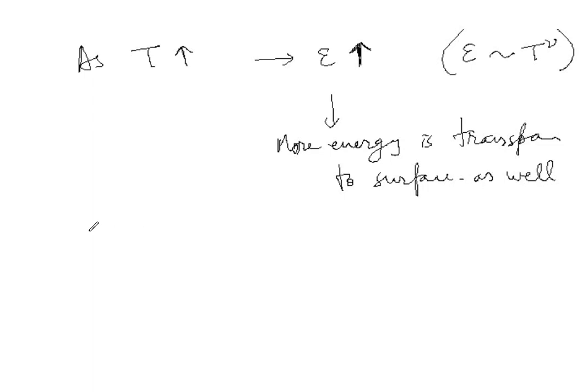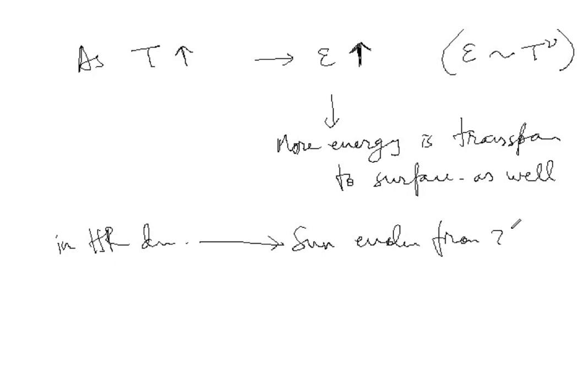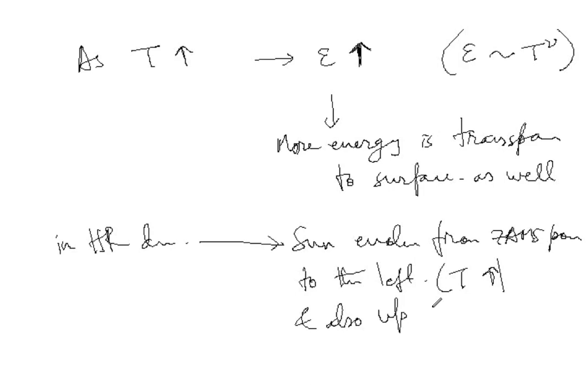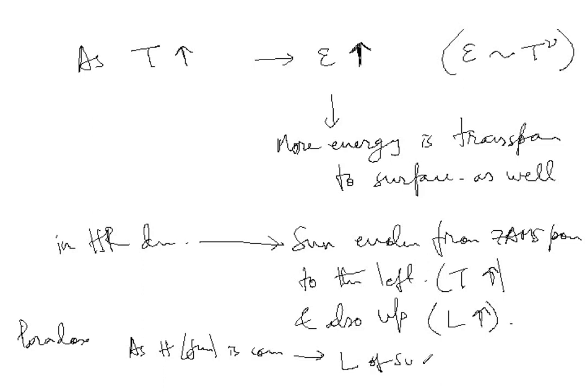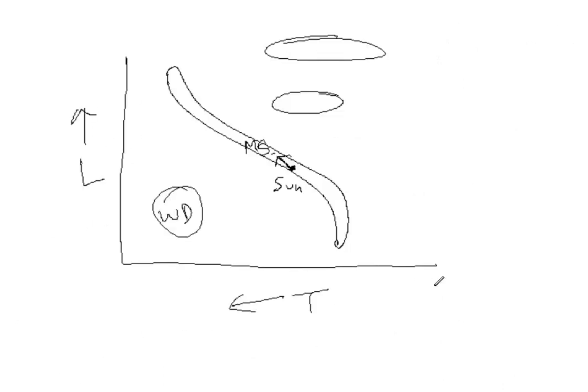So in the HR diagram, the Sun evolves from the ZAMS position to the left, which means increasing temperature, and also up, which means increasing luminosity. Here, remember, we have a paradox, in the sense that as hydrogen fuel is consumed, the luminosity of the Sun actually increases. But this is a fact. So this is what a very basic HR diagram looks like.